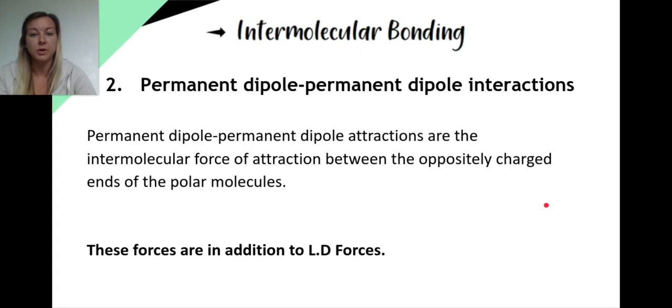These forces, so your permanent dipole interactions, are in addition to London dispersion forces. So even though they have permanent dipole attractions in the substance, they also have London dispersion forces, because remember, anything that has electrons, which is everything, has London dispersion forces. But so that we don't get confused, a lot of the times the SQA will only ask which is the strongest type of intermolecular force or bonding within this sample here. And that means you can just ignore the London dispersion forces if it's got permanent dipole interactions. Those would be the strongest out of the two.